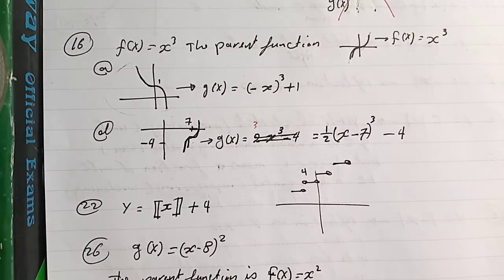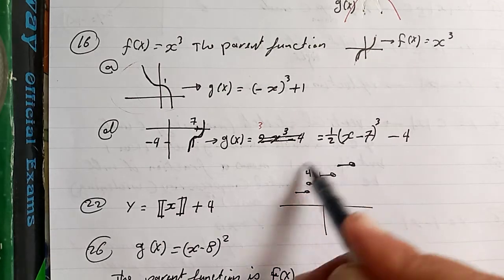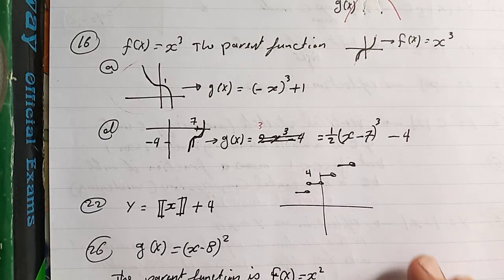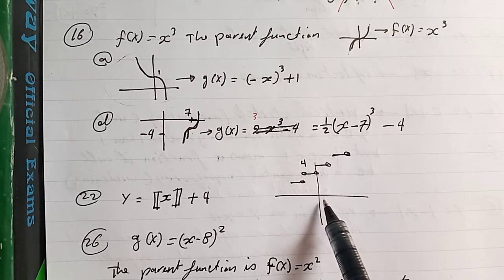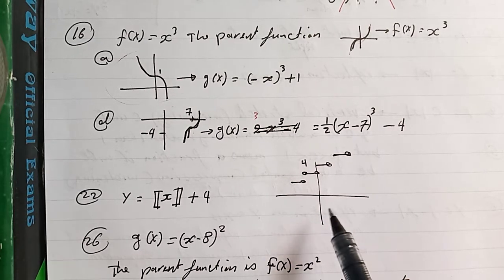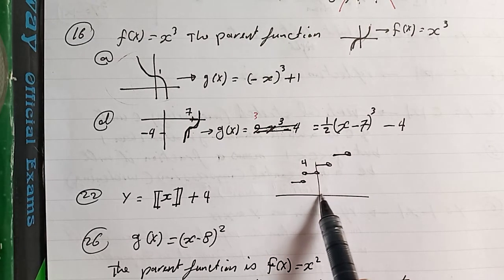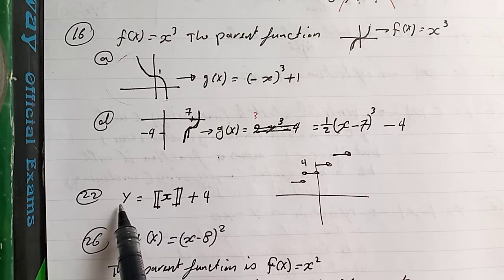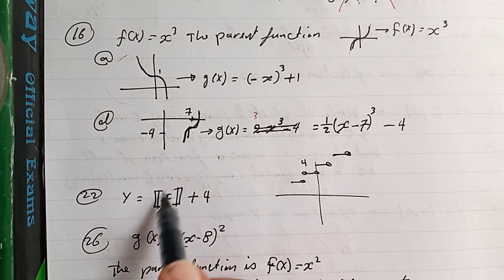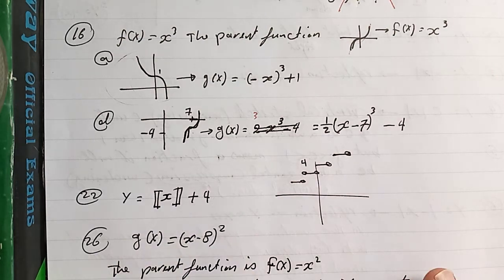In number 22, you have this graph, and I need to write the function notation of this graph. This is a step function, but the normal step function, the parent graph of the step function, will be here, starting from here. But this starts from 4, meaning it is shifted up 4. So the function notation will be y equals step function of x, plus 4.